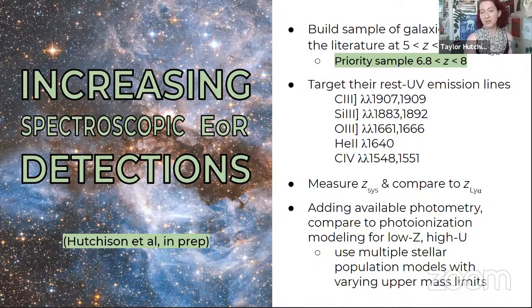Ideally, we would get detections of one or more of these. You can measure the systemic redshift from that, compare to Lyman-Alpha, get insight into the kinematics of the galaxy, and then compare it to all of your available photometry and observations, compare to photoionization modeling, and walk back any inferred galaxy properties that you can. Just piece together the narrative of this epoch and the galaxies that we're finding a little bit better.